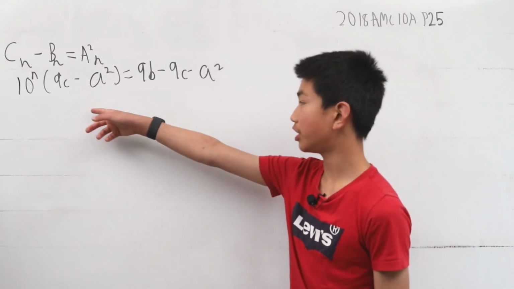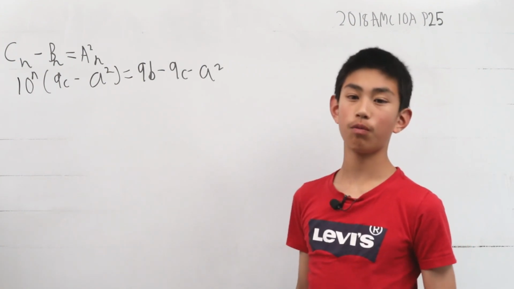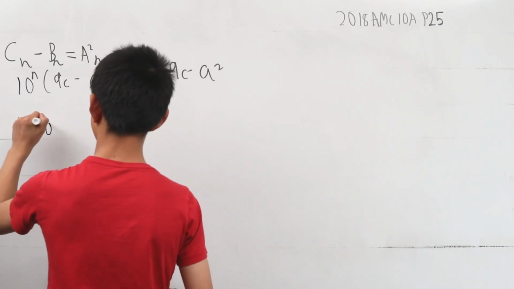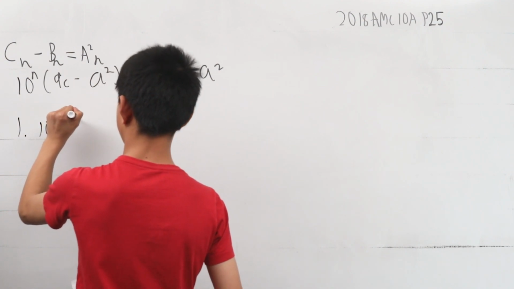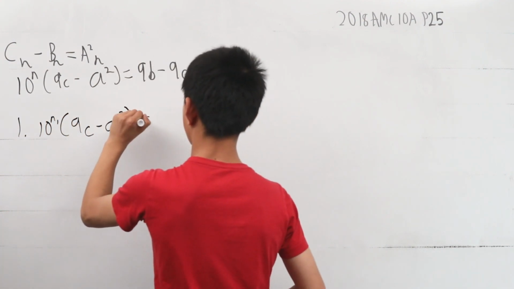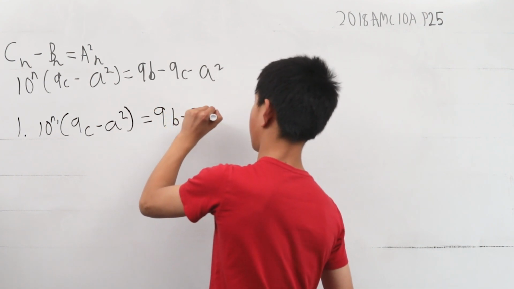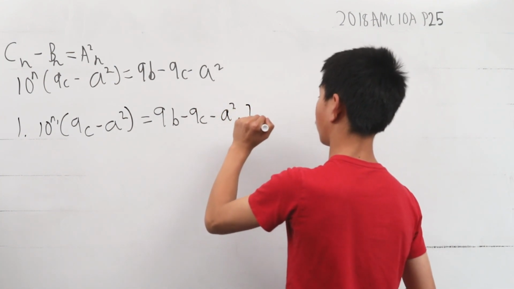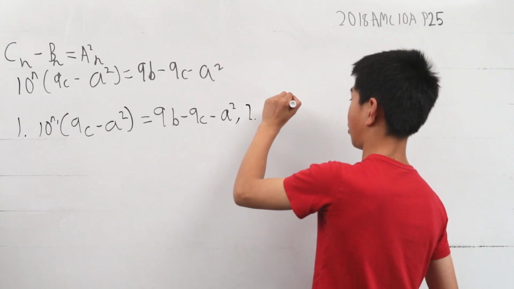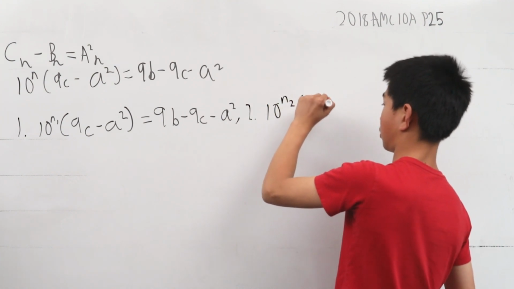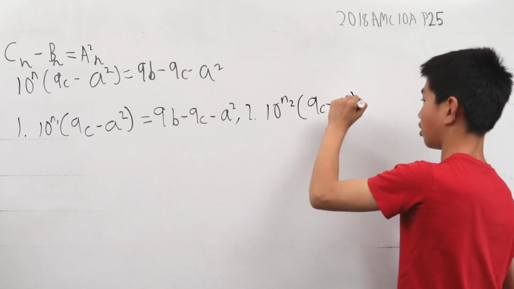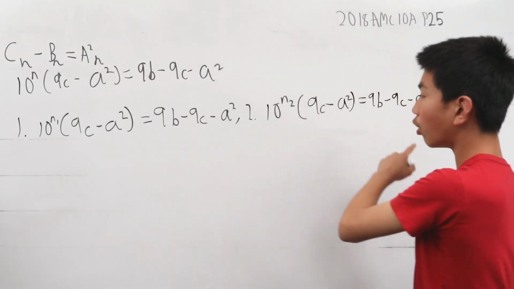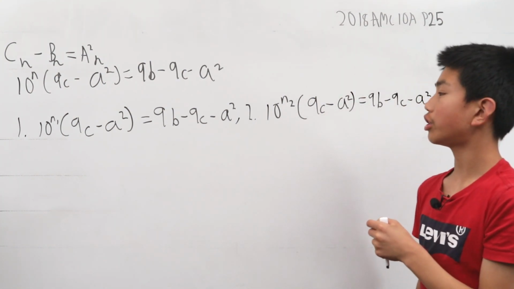Now we left off with this equation right here, and this is very helpful because we can determine that this is true for 2 values of 10 to the power of n. When this is 10 to the power of n1, 9c minus a squared is 9b minus 9c minus a squared, and when this is 10 to the power of n2, 9c minus a squared is 9b minus 9c minus a squared. These are the only 2 times where this equation holds true.